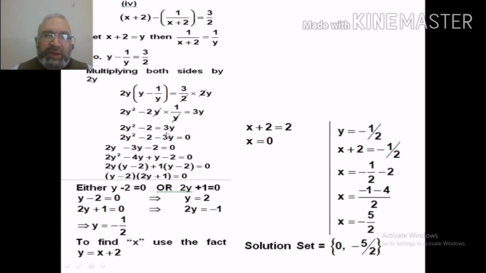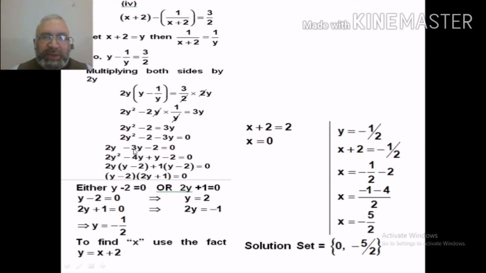In transferring 3y to the left hand side, we get the standard form of a quadratic equation, 2y square minus 3y minus 2 is equal to 0. Now we can solve this quadratic equation by any one of the three methods. The method is not mentioned, so whichever is easy for you: factorization, completing the square, or the quadratic formula. We solve this by factorization.